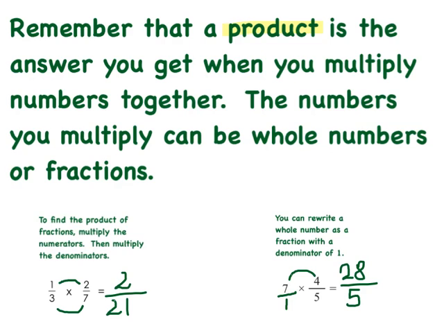And that is an improper fraction, so I could write it as a mixed number. 28 divided by 5. 5 goes into 28 5 whole times. 5 times 5 is 25. I would have 3 left over. And remember, the remainder is the numerator, and the divisor is down in the denominator.